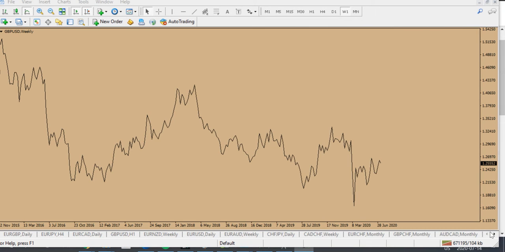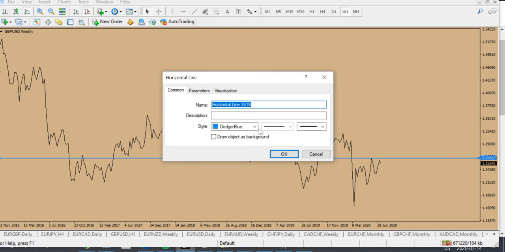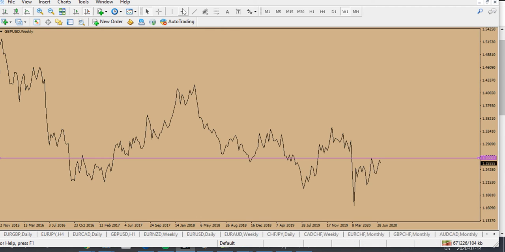Okay, so now we have the GBP USD. Simple. Let's look. All right. Interesting, weekly resistance at that area, right? Pretty interesting over there.